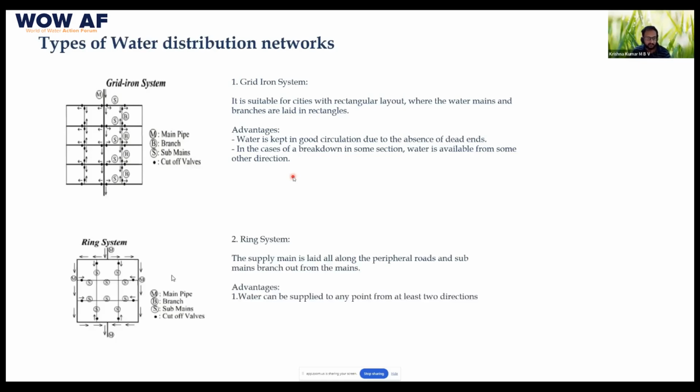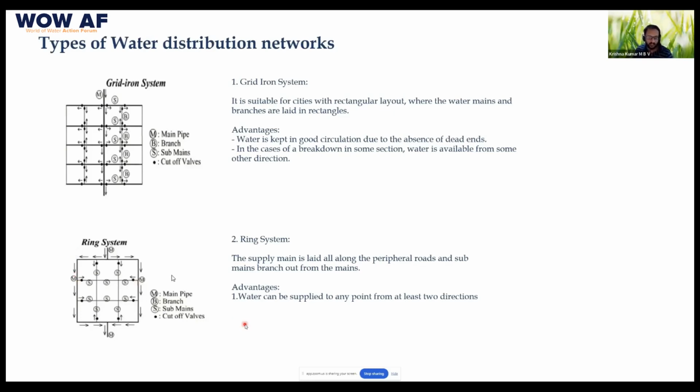And second one is ring main system. So in ring main system, the main pipe will be running all across this target area, at the outer circumference, and from there it will be branched, and it will have some sub branches, and it will be sent to the households. So this is how it will look like.